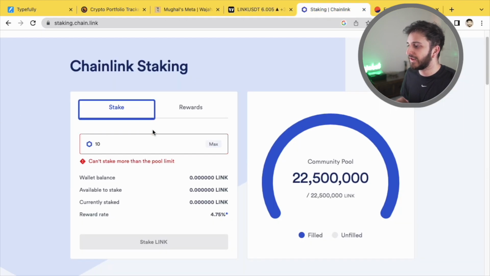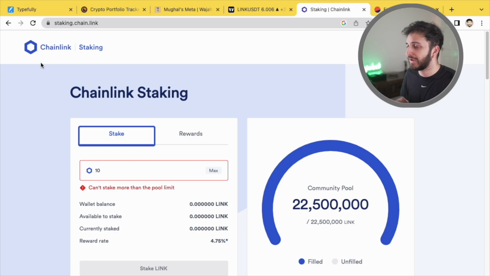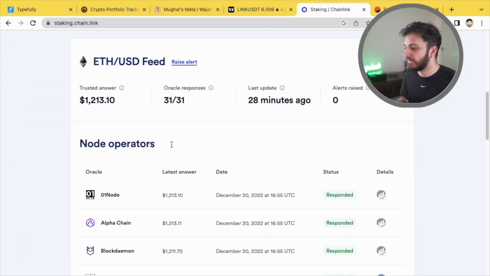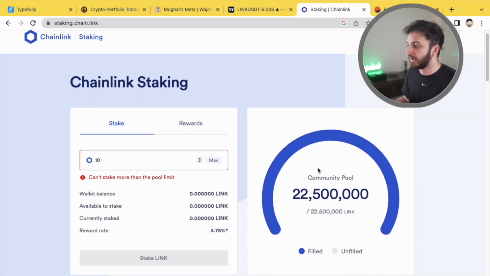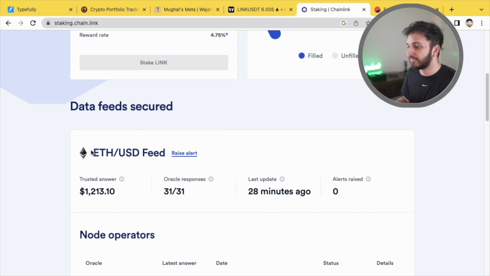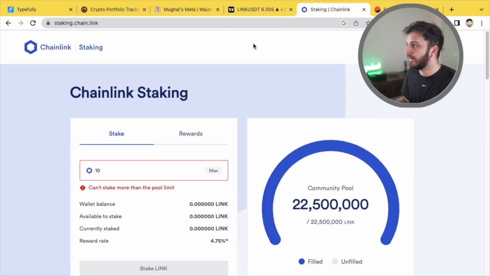Now, in terms of staking, it's very easy to participate in this. You can go to the main Chainlink website. You have to have your Chainlink on the Ethereum network, and you can basically just stake like this. I'll probably make another video dedicated to this shortly, but as you can see, the community pool is currently full. The rewards are paying just under 5% a year, and you're able to help secure this specific data feed for the time being.